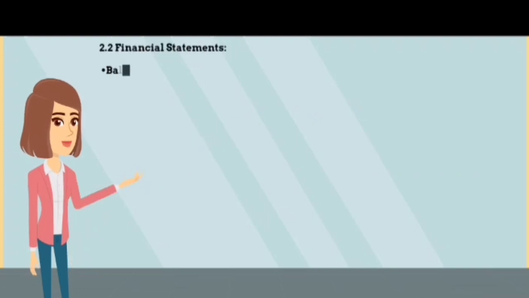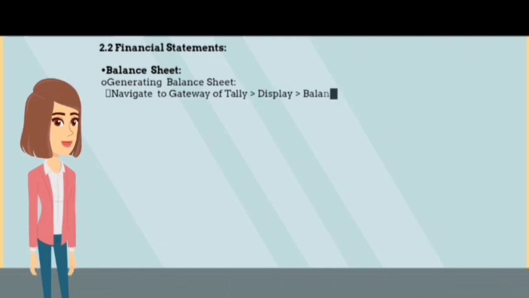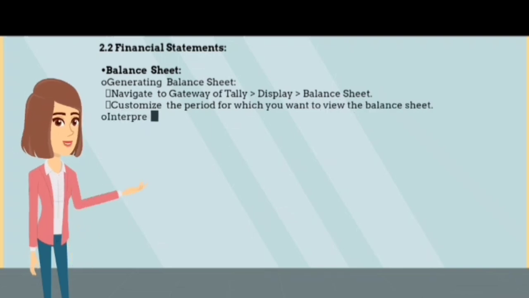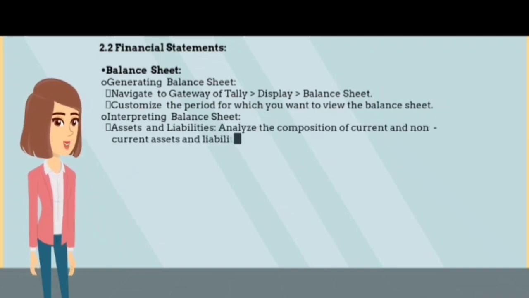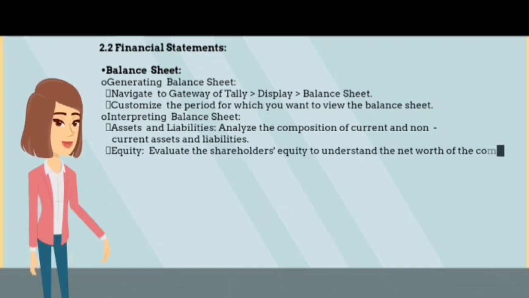2.2 Financial statements. Balance sheet. Generating balance sheet. Navigate to Gateway of Tally, Display, Balance Sheet. Customize the period for which you want to view the balance sheet. Interpreting balance sheet. Assets and liabilities: analyze the composition of current and non-current assets and liabilities. Equity: evaluate the shareholders' equity to understand the net worth of the company.